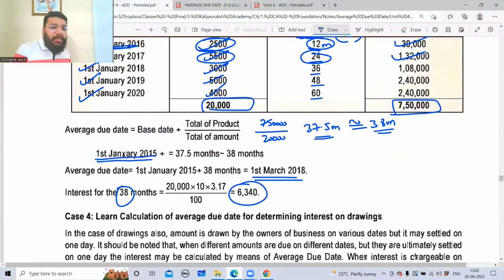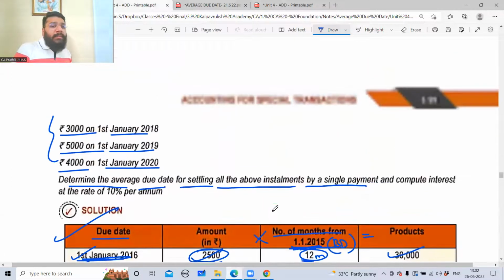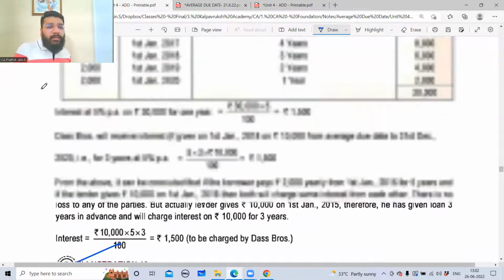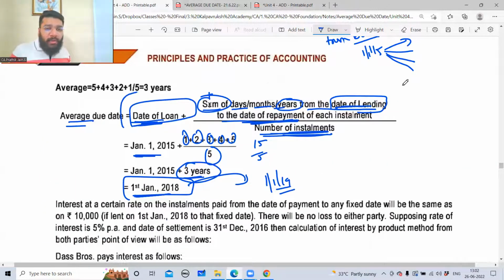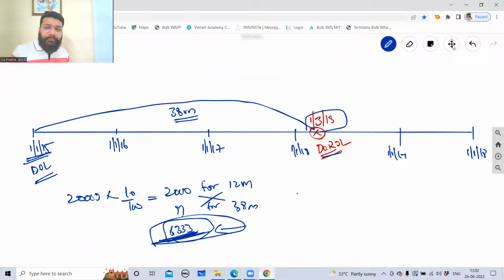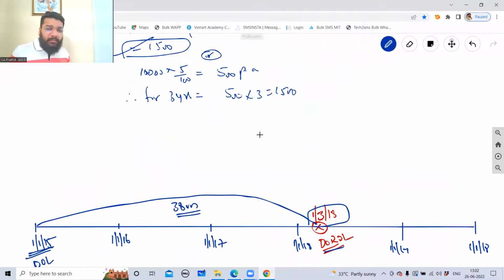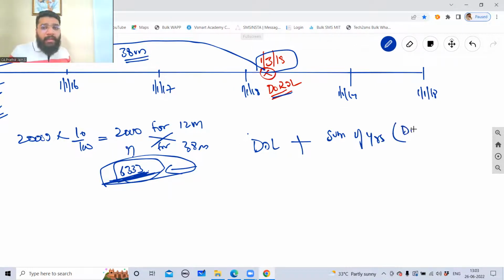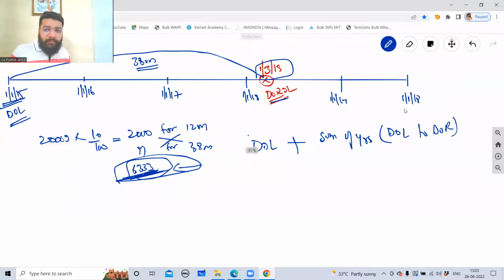This is the way, guys, they have done the second question. My problem is the same question I tried solving in the previous question method. I used this formula and tried to solve it. So what does this formula say? Date of loan plus sum of years, starting from date of loan to date of repayment. So I want the sum of years.